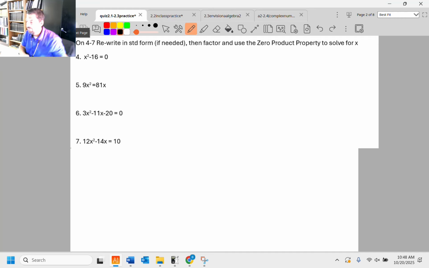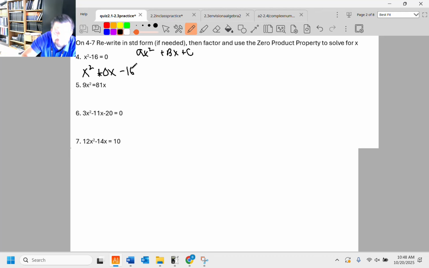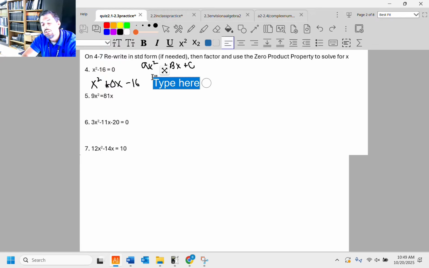All right, moving forward. We write in standard form if needed, then factor and use the zero product property to solve for x. Now, standard form is your ax squared plus bx plus c. This one's already in standard form, but if you need to know that there's a 0 there, like if it helps you and makes you feel good about yourself, you put a 0x there. Now, I am seeking factors of -16 that add to 0. That's probably worth typing out for you because I know not everybody can factor. I can think of 5 kids off the top of my head right now. But we seek factors of -16 that add to 0.